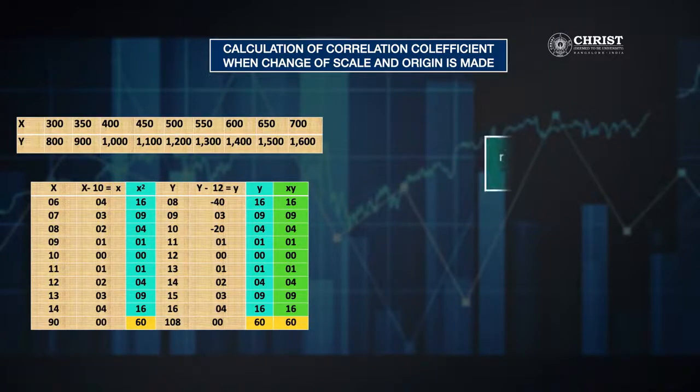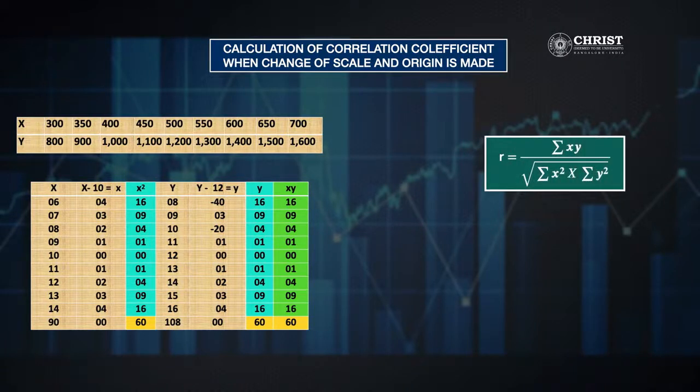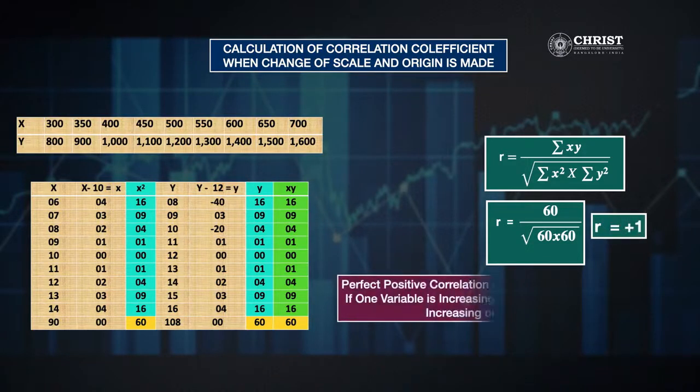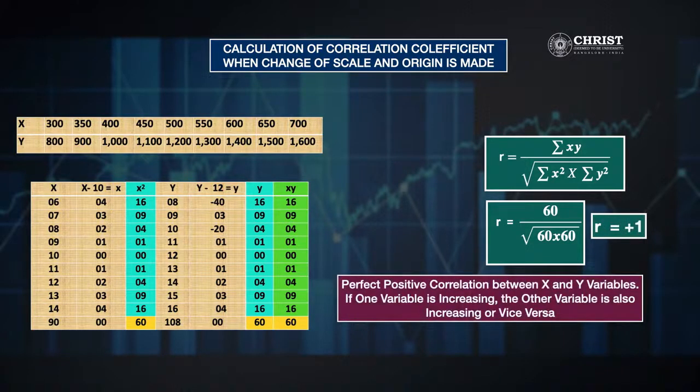Now you substitute the values in the equation. You know that r is computed as sigma xy divided by root of sigma x squared into sigma y squared. Substituting, r is equal to 60 divided by root of 60 into 60, which is equal to plus 1. That means perfect positive correlation between x and y variables. If one variable is increasing, the other is also increasing. We have seen that x series values are increasing at 50 and y series values at 100: perfect positive correlation.